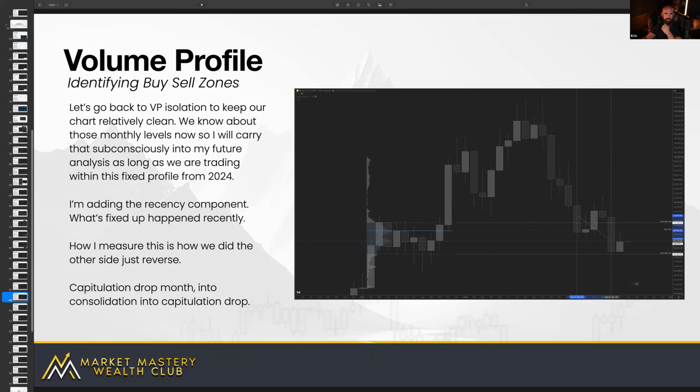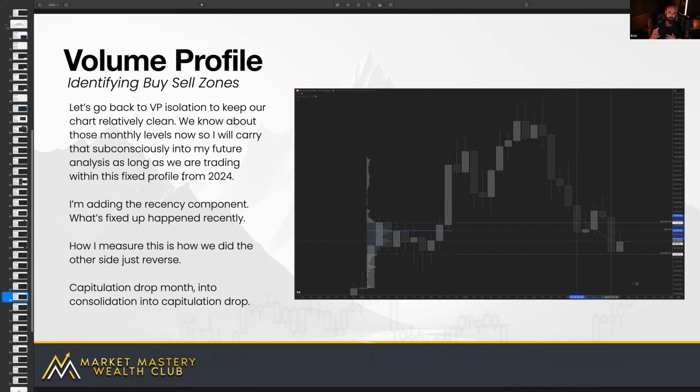So let's go back to the VP isolation to keep our chart relatively clean. I've taken the levels off. We know about these monthly levels now, so I'll carry these subconsciously into the future analysis along with other trading within the fixed profile. So guys, you can keep them on your chart. We'll have the indicator, but I do want you to do levels manually.